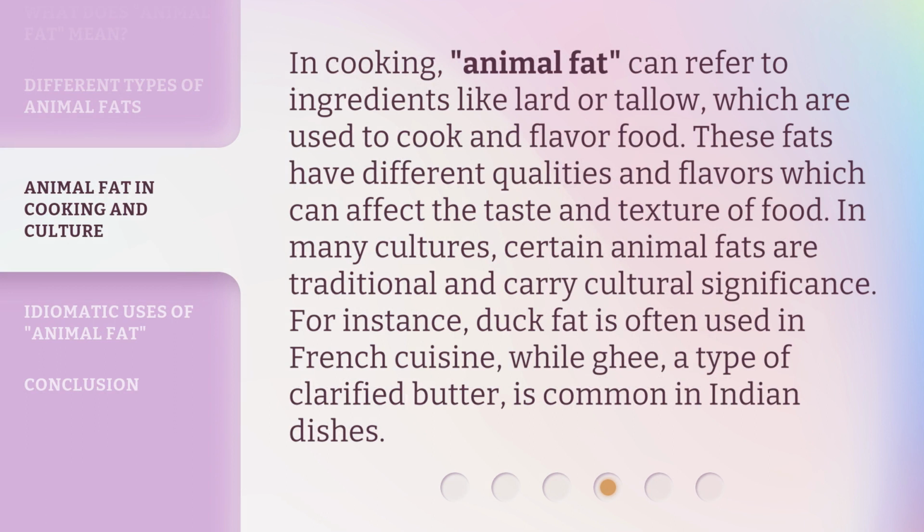In cooking, animal fat can refer to ingredients like lard or tallow, which are used to cook and flavor food. These fats have different qualities and flavors which can affect the taste and texture of food. In many cultures, certain animal fats are traditional and carry cultural significance. For instance, duck fat is often used in French cuisine, while ghee, a type of clarified butter, is common in Indian dishes.